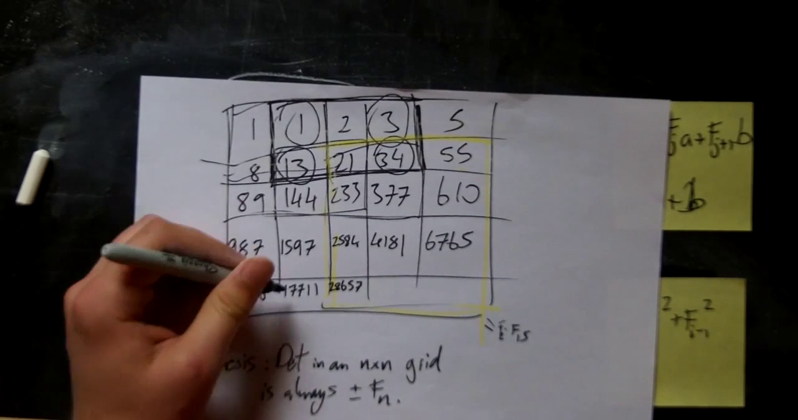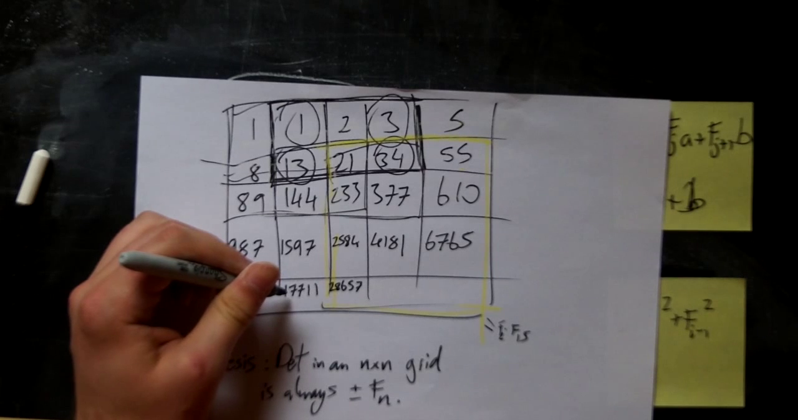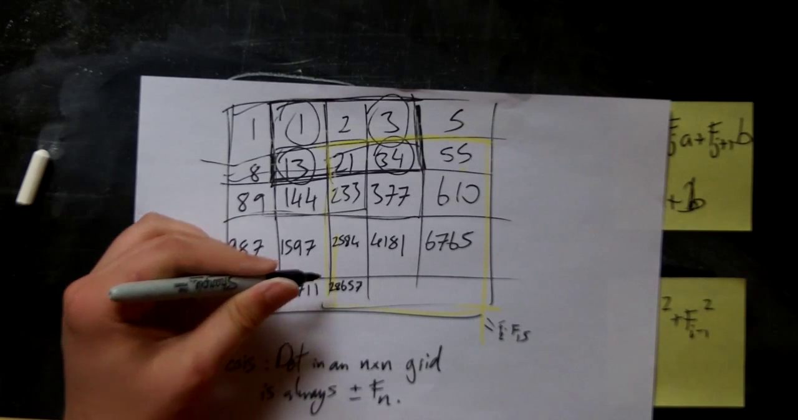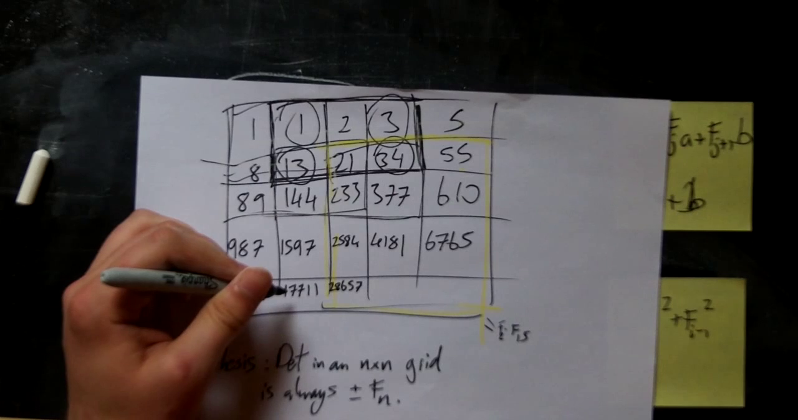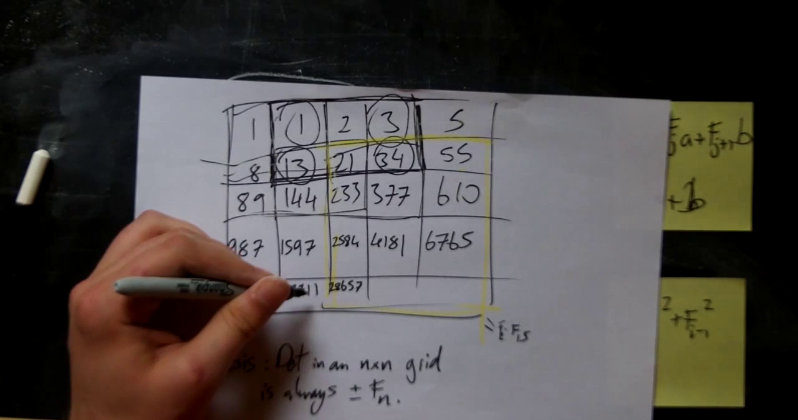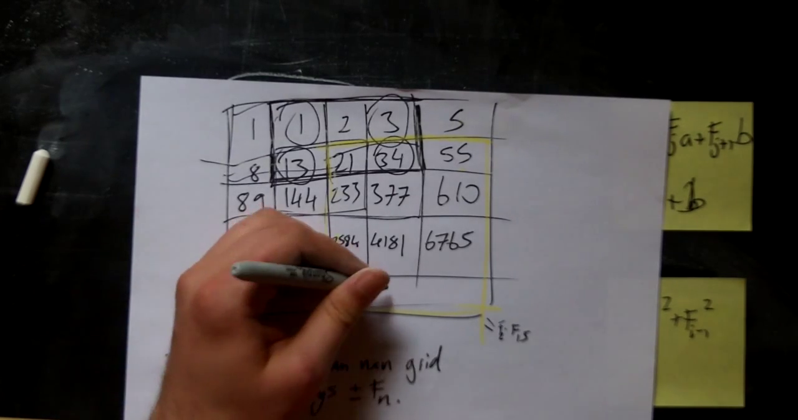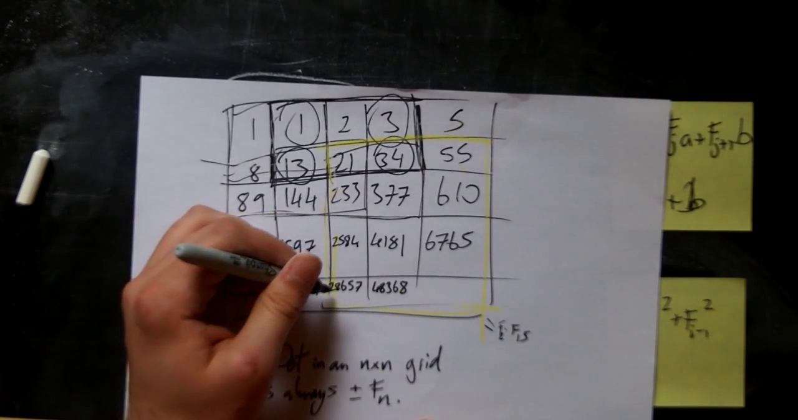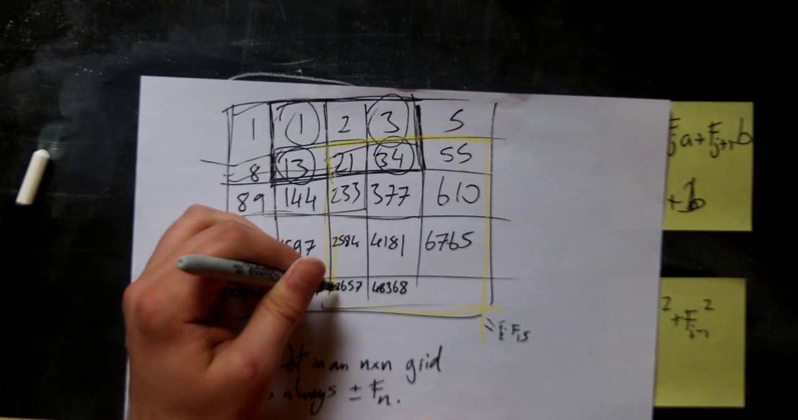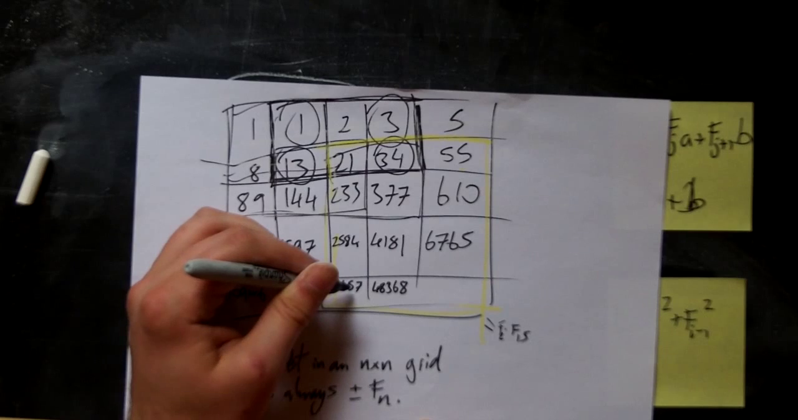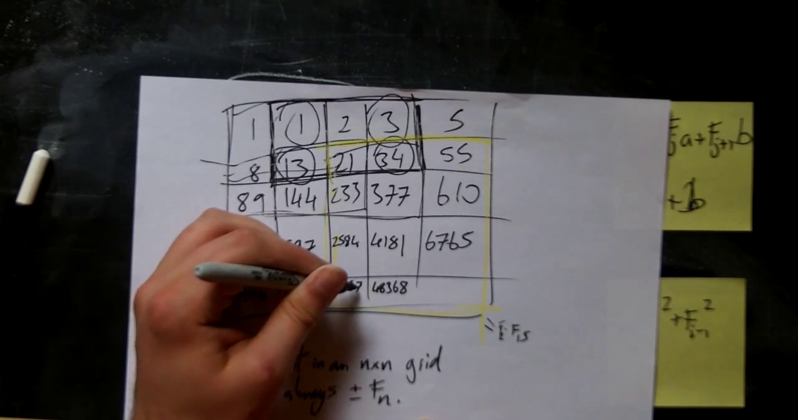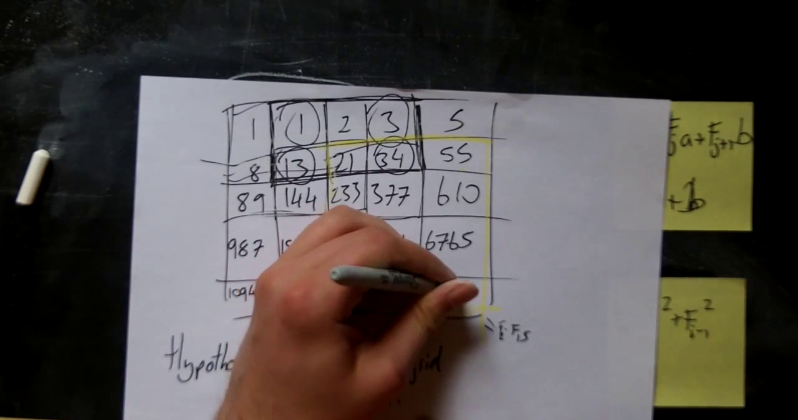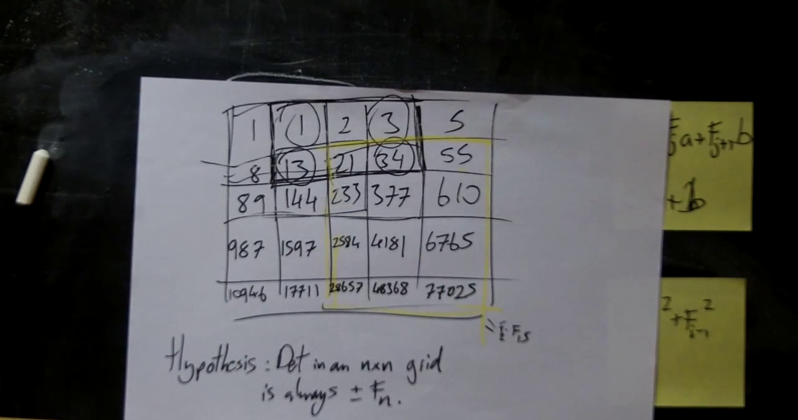3, 4, 5, 4, 6, 3, 6, 8, 4, 6, 3, 6, 8, almost there. 7, 6, 9, 7, 7, 0, 1, 7, 7, 0, 2, 5. So we got there in the end.